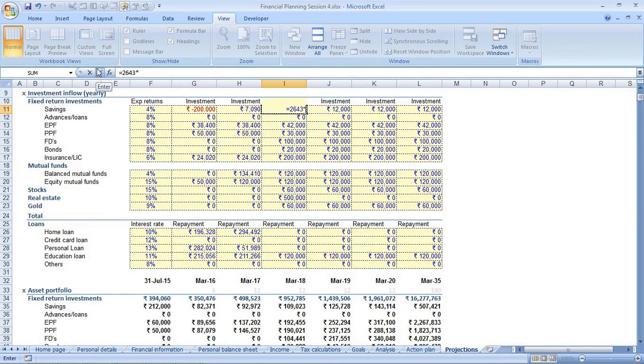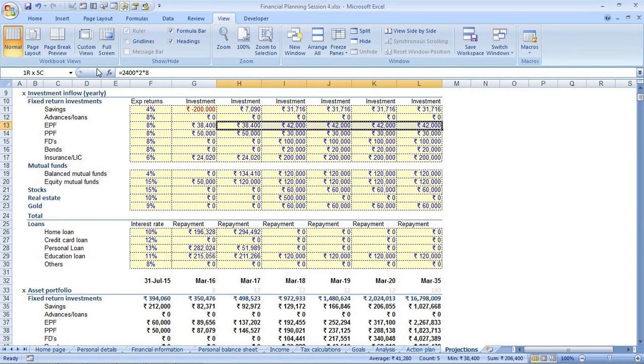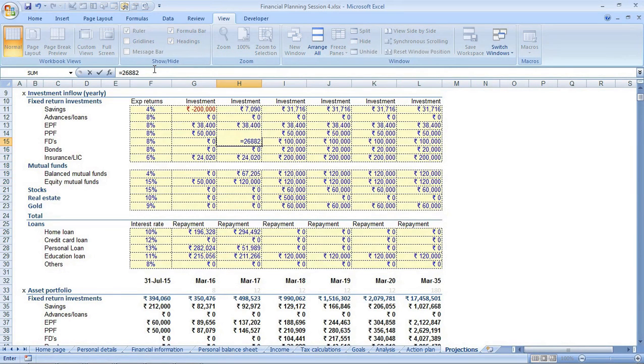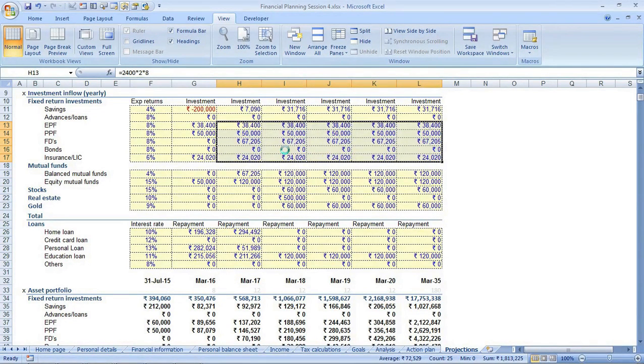Now 2643 into 12. So this would be his savings. PF be going on. PPF we will be doing this. FDs. Probably we'll split this amount 26,882 by 2. So around 14,000 per month he would be putting in FD, another 14,000 in balanced mutual fund, another 10,000 in equity mutual fund. So that would be his investments.